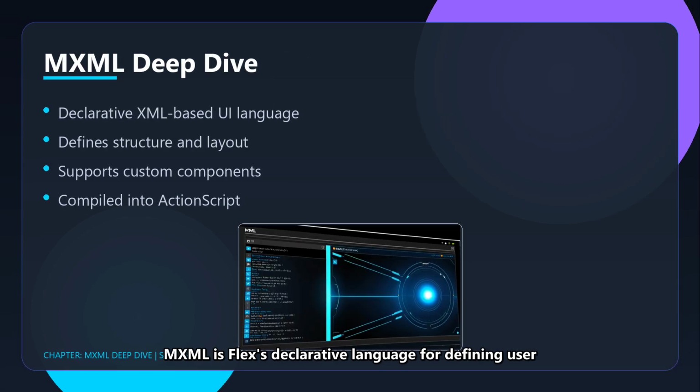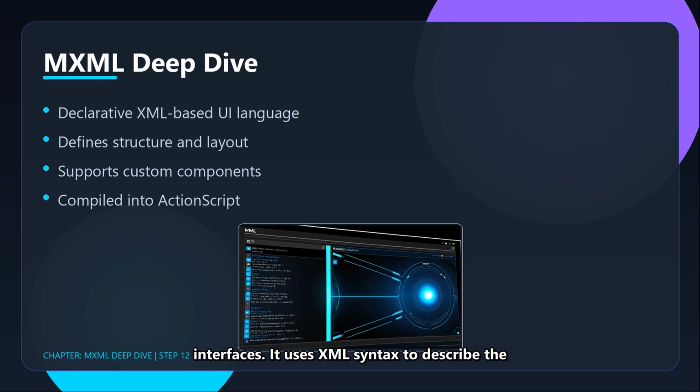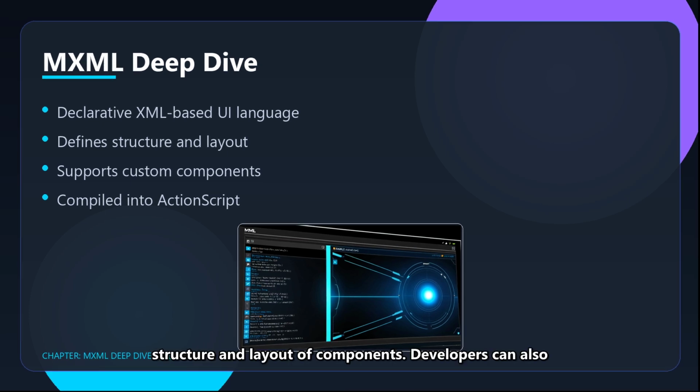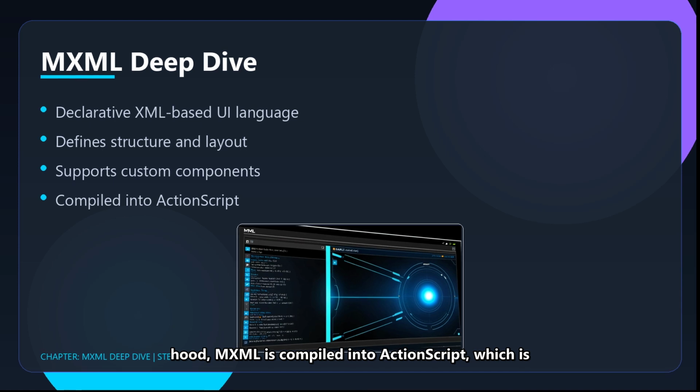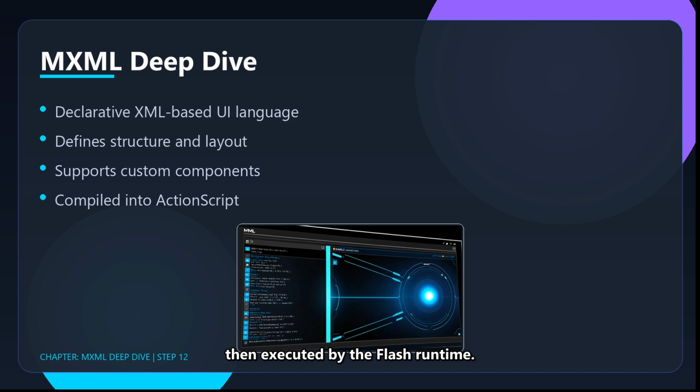MXML is Flex's declarative language for defining user interfaces. It uses XML syntax to describe the structure and layout of components. Developers can also create custom MXML components for reuse. Under the hood, MXML is compiled into ActionScript, which is then executed by the Flash runtime.